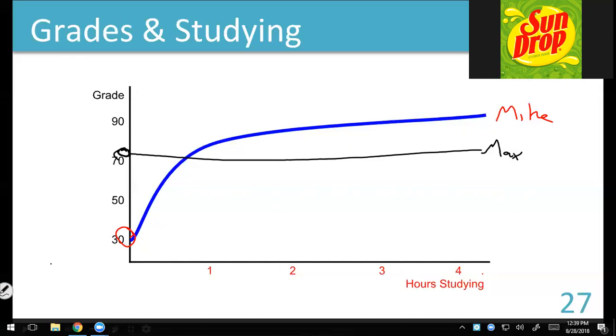Max coming in with no studying whatsoever, he naturally has more knowledge than Mike does. He naturally knows more, but he can't build on it. Where Mike doesn't know as much naturally, but he can improve. We cool with that?